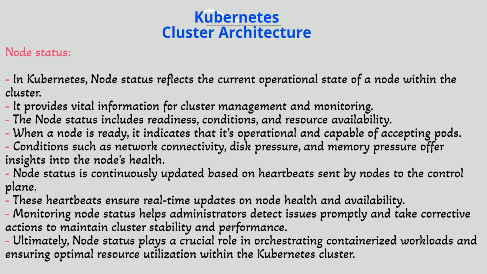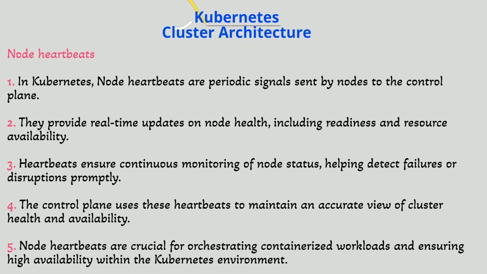Node heartbeats. 1. In Kubernetes, node heartbeats are periodic signals sent by nodes to the control plane. 2. They provide real-time updates on node health, including readiness and resource availability. 3. Heartbeats ensure continuous monitoring of node status, helping detect failures or disruptions promptly. 4. The control plane uses these heartbeats to maintain an accurate view of cluster health and availability. 5. Node heartbeats are crucial for orchestrating containerized workloads and ensuring high availability within the Kubernetes environment.